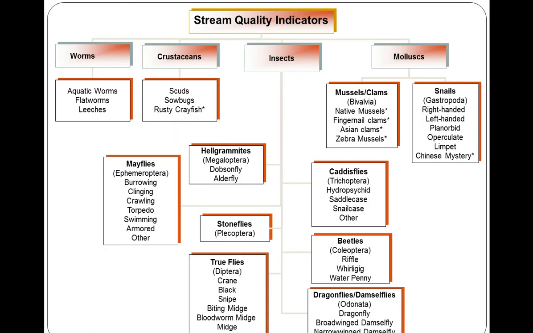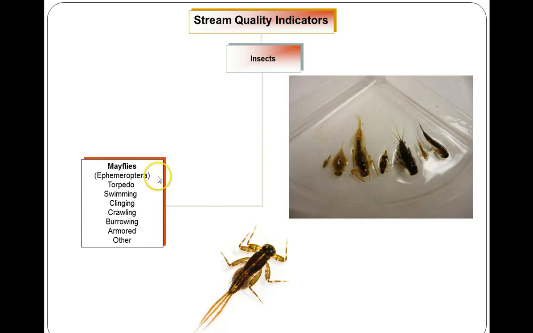For RiverWatch, we use 37 different macroinvertebrates to indicate stream quality. They all fall into 4 categories: worms, crustaceans, insects, and mollusks. For this video, we will be in the insect category, in the mayfly category, order Ephemeroptera. So within mayflies, there are several different kinds RiverWatch uses to calculate stream quality.